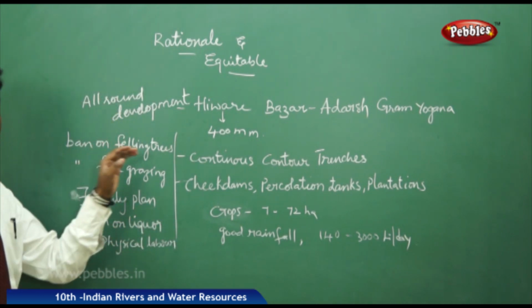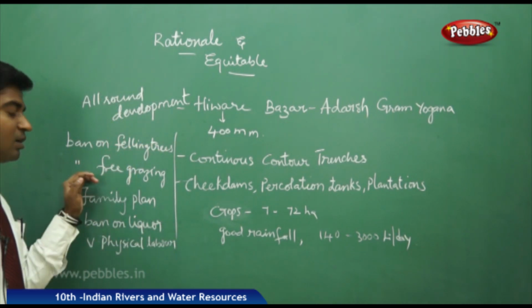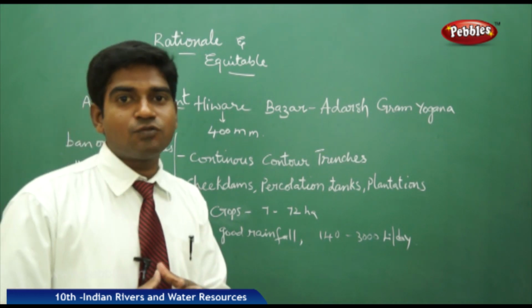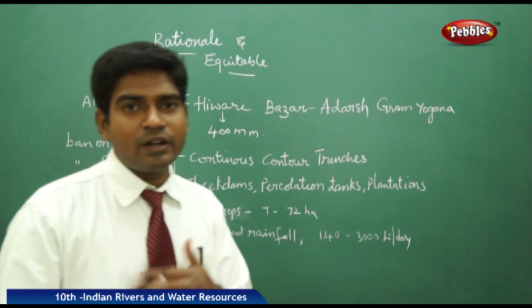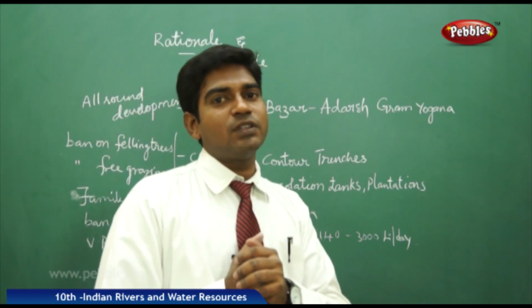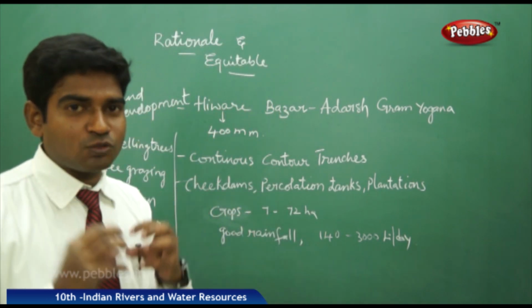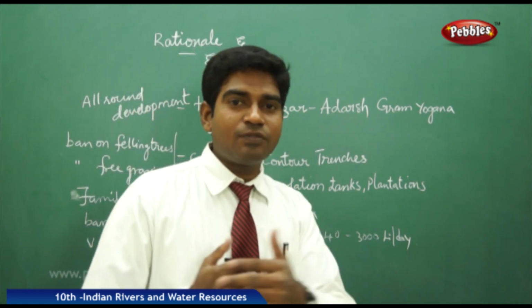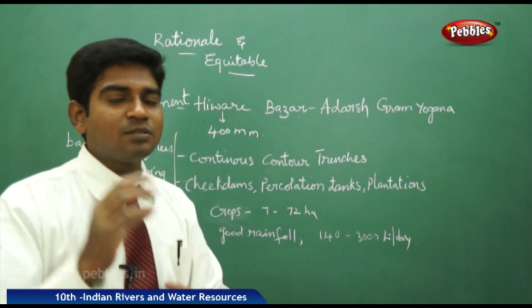There was a ban on cutting down trees. Free grazing was completely banned, and everybody was to practice family planning, and they were to come forward voluntarily and do shramdaan for the development of the village. Like that they brought some serious rules and restrictions, and in a short period of time, by the 90s, they got some major achievements.